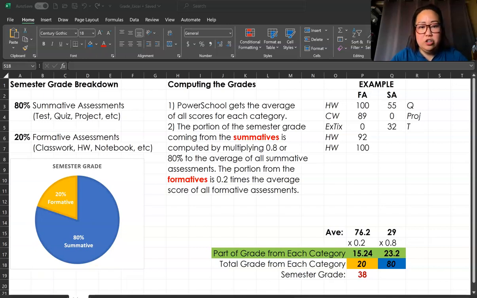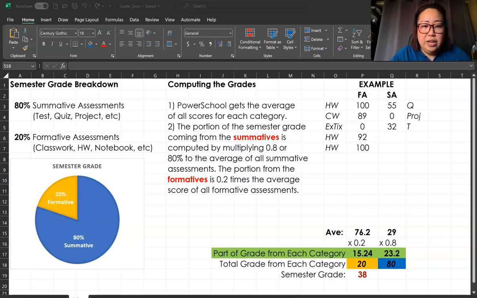I'm one of the math teachers at Casa Grande Union High School, and I'm here to talk about a few things related to grades: how PowerSchool does the computation, why it is that sometimes even after turning in all the missing work, the grade is still not changing, and what can be done to improve the grades.